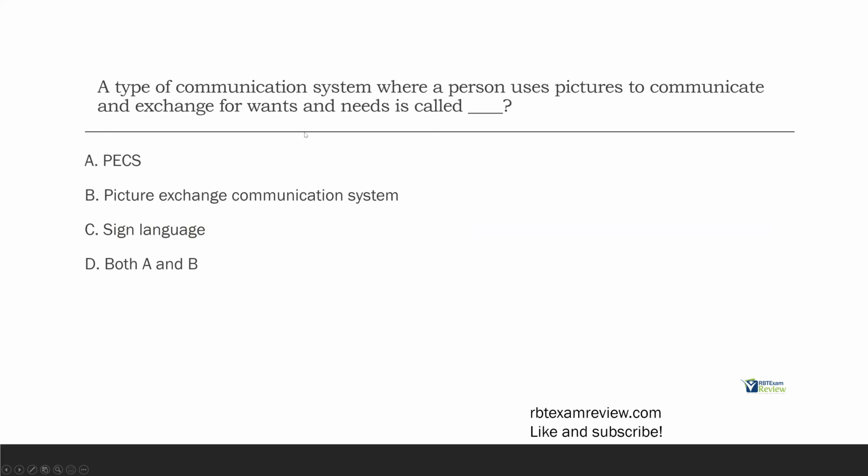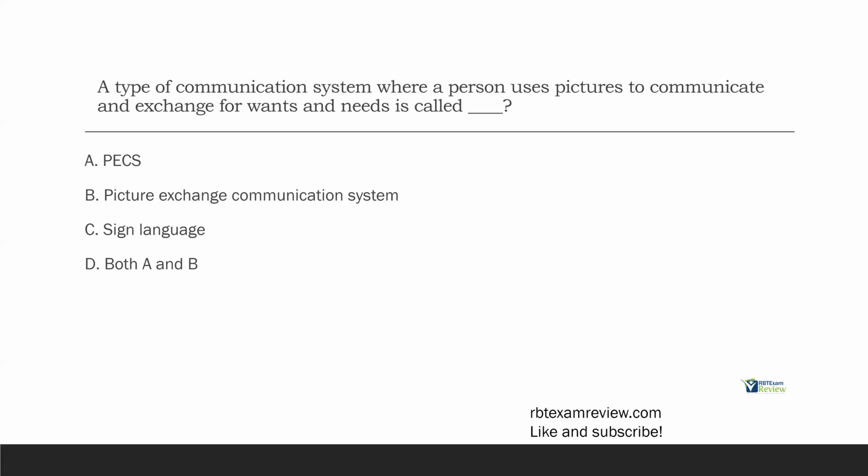A type of communication system where a person uses pictures to communicate in exchange for wants and needs is called what? All right, this isn't really an application question. It's more of a definition question. I like to include these to make you aware of these different things that you might see on the exam and that you'll definitely see in your practice as a technician. So this type of communication system is called what? And you might have heard this before, right?